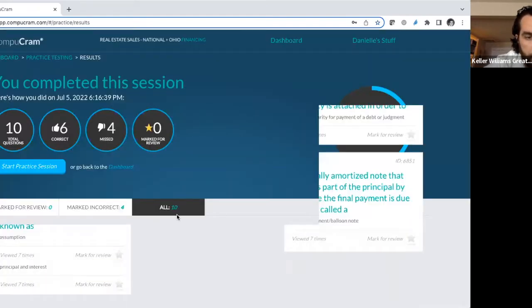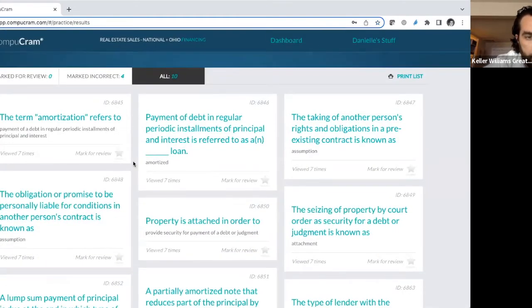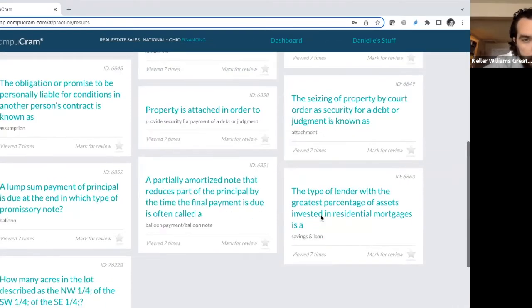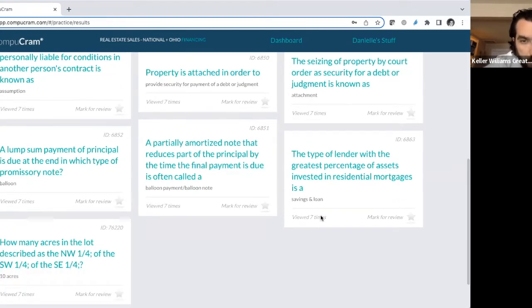All right, I want to pop back in. We're right here on some of these. So remember, amortization is going to be debt and principal and interest paid in equal installments. Trying to find the other one that we had. A partially amortized note reduces part of the principal by the time the final payment is due. When you see final payment and partial amortization, that's going to just be a balloon payment or the balloon note.